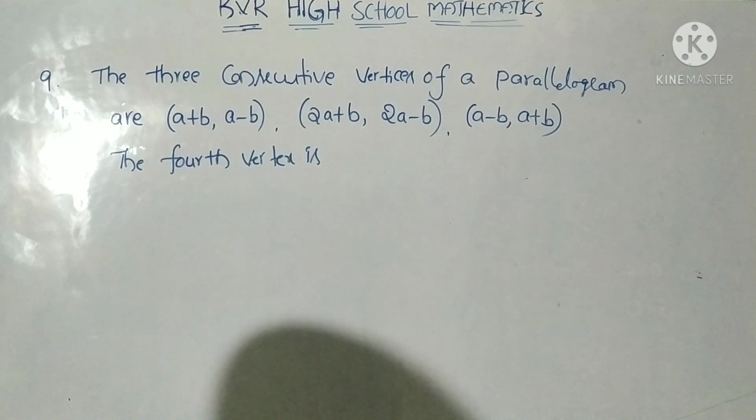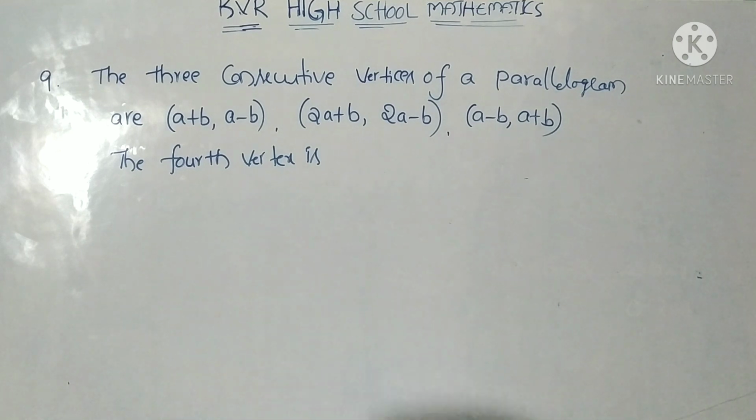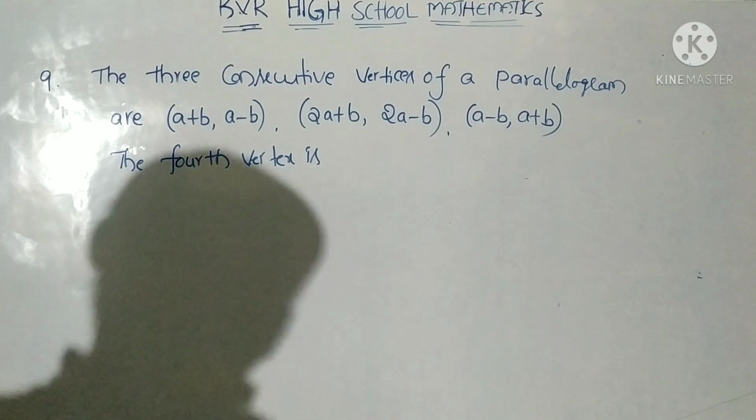So the next question: the three consecutive vertices of a parallelogram are a plus b comma a minus b, next 2a plus b comma 2a minus b, and a minus b comma a plus b. Then find the fourth vertex of the parallelogram. So 3 vertices are given, so what about the fourth vertex?